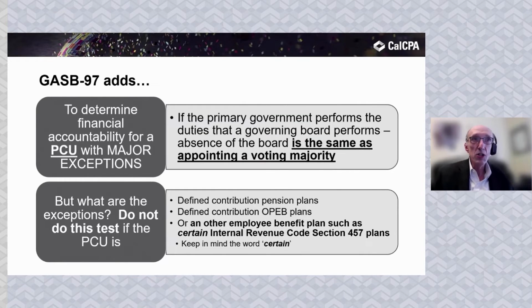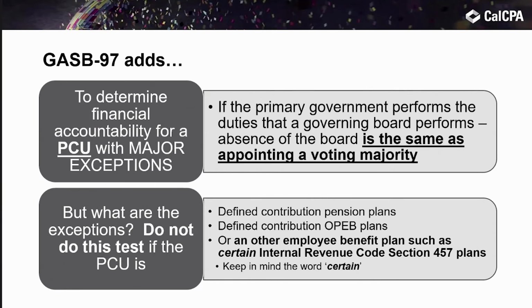First, a potential component unit relationship needs to be analyzed. If there is a potential component unit, if the primary government does the function of a board, it's the same as a voting majority. But how does this work? Let's say we have a defined benefit plan held in trust at a city. The city council instructs the city treasurer to serve on behalf of a board. But there are major exclusions in GASB 97.